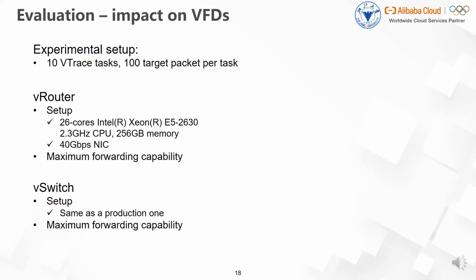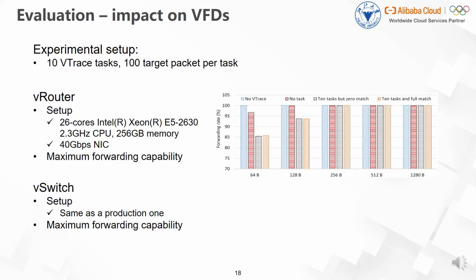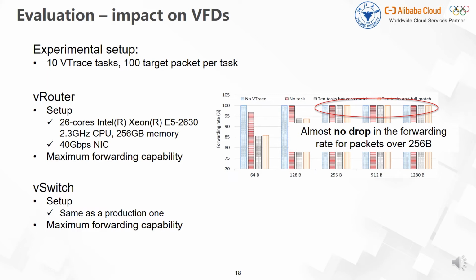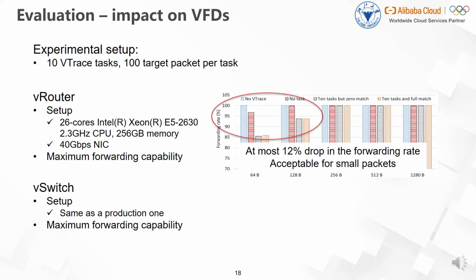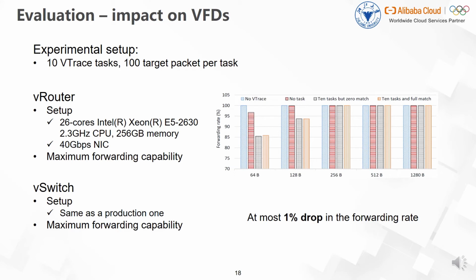We conduct several tests on vRouters and vSwitches. The setup of both VFDs is the same as the production one. For vRouters, we found that there is almost no drop in the forwarding rate for packets over 256 bytes, and for packets smaller than 128 bytes, there is at most a 12% drop in the forwarding rate. It is acceptable for small packets, and packets in the business traffic usually have a packet size larger than 256 bytes. For vSwitches, we also found that there is at most 1% drop in the forwarding rate only, which means that the impact of VTrace on forwarding rate is acceptable.